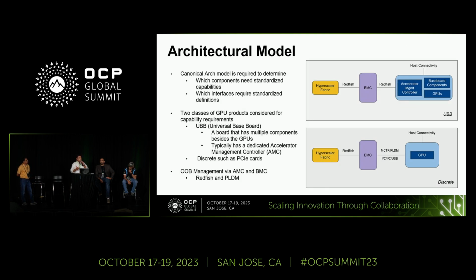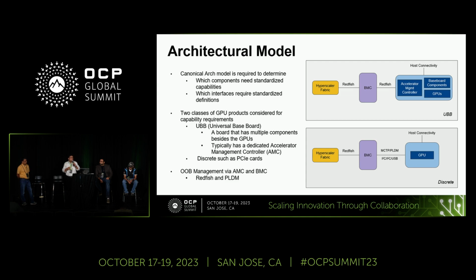Before we get into standardization, we have to first decide and agree amongst ourselves what the model is that we are going after, in terms of what we are going to standardize. And if you've attended the previous 2 talks earlier today, you would have seen a similar picture. Essentially 3 elements: the hyperscaler fabric, that's the orchestrator, if you will, or data center services, talking to a BMC on a host, presumably using Redfish, and then the BMC talks to the GPU subsystem.